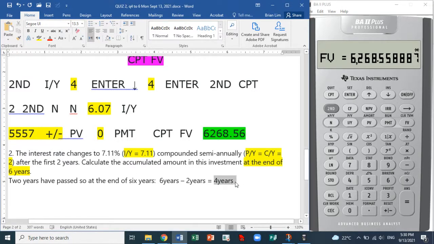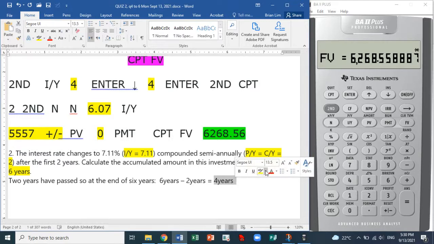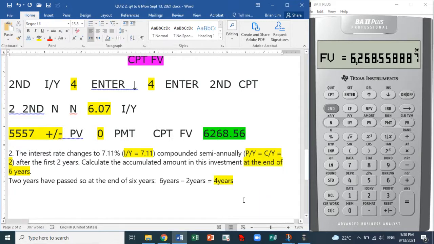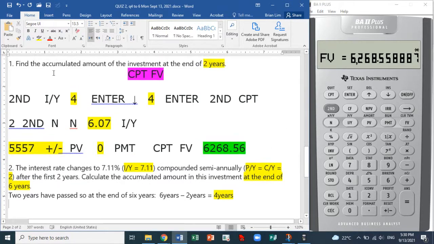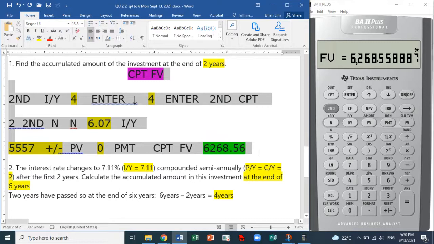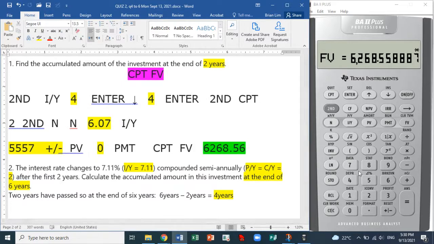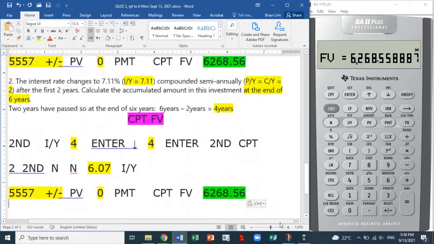Okay, so we cannot use the full 6, because 2 years have already passed. So we have to subtract that from the 6. That's the end of 6 years. All right, so that is what we're after. So we are doing the same sort of thing we did up here. If we copy that and paste it into here, we should be able to do our calculation.